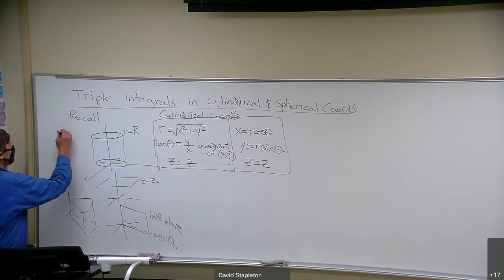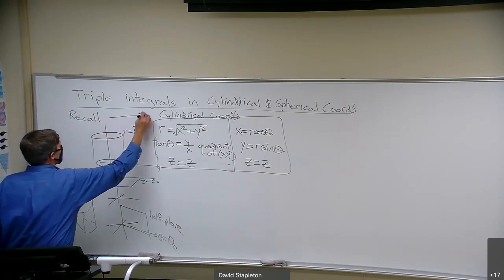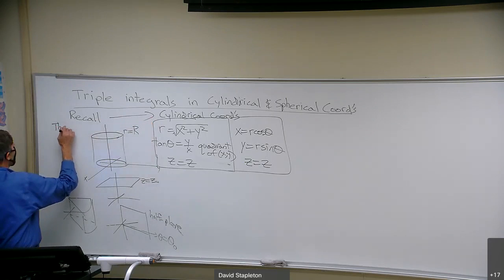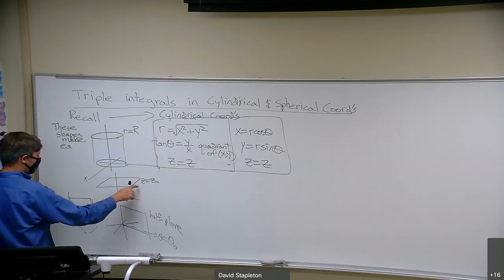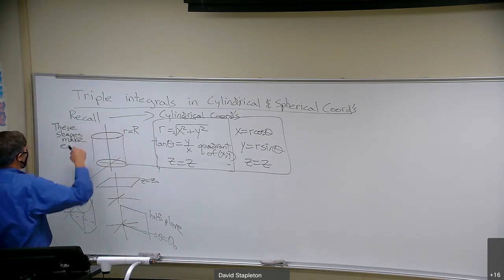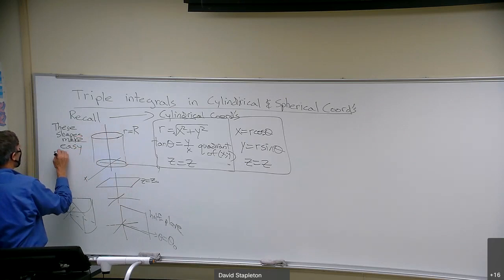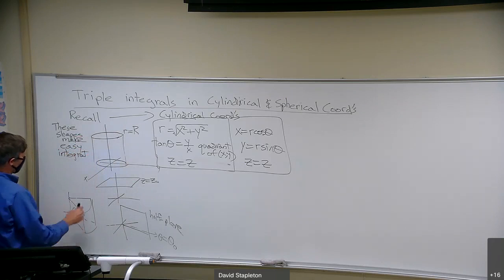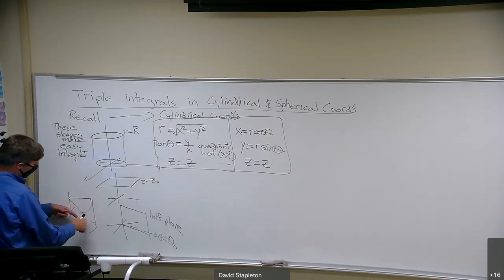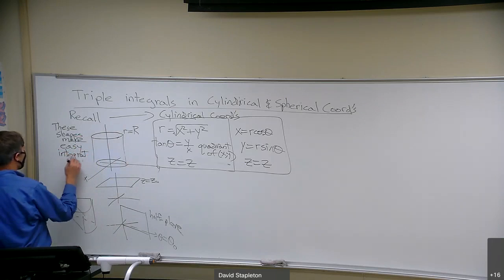So these are easy. So we're called cylindrical coordinates, and then these shapes make easy integration limits. Half planes coming out of the z-axis, horizontal planes, and cylinders. Such as this wedge of cheese. Here it gets half planes and the circle on this side.